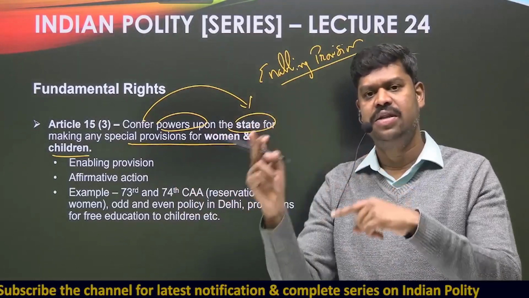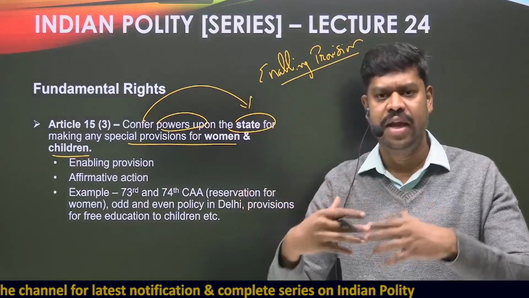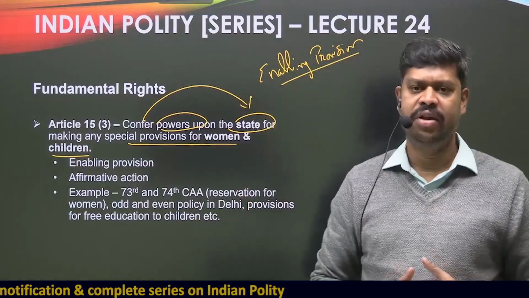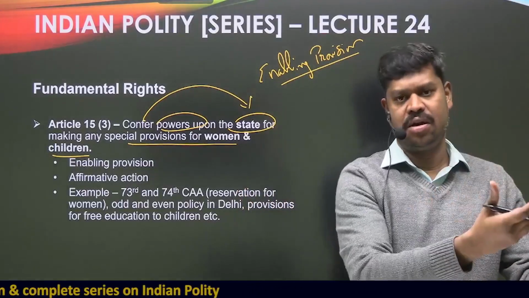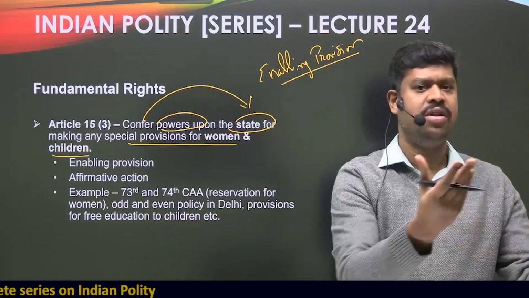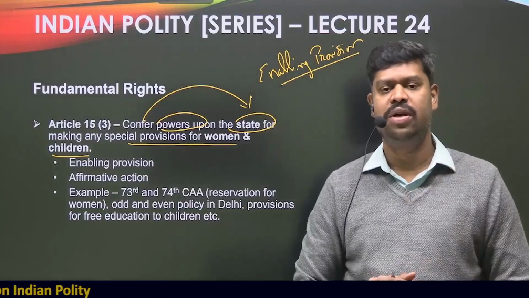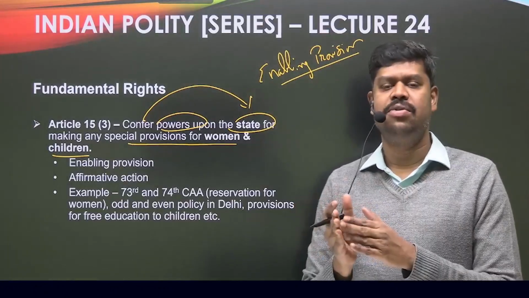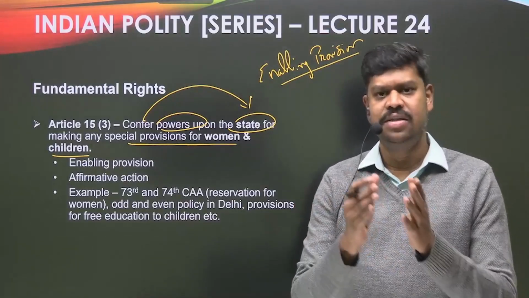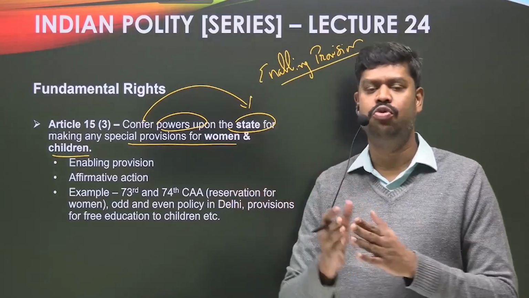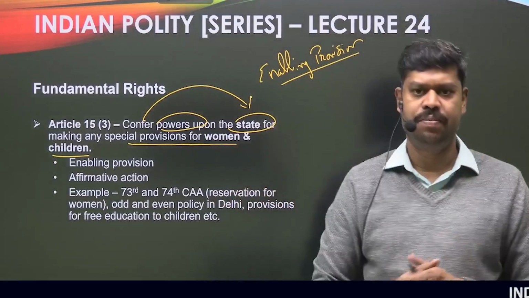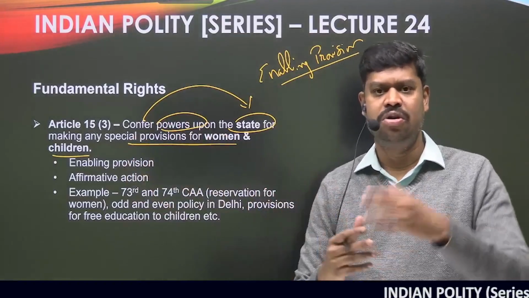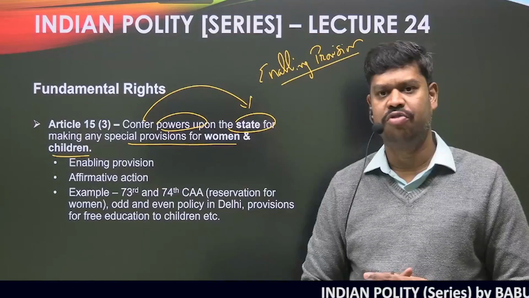Article 15 Clause 3 is conferring powers upon the state to take any action, and by that action, if they want to confer certain special privileges or certain special entitlements upon women and children, they can do it. So that is basically what is called Article 15 Clause 3. That means, to take one example, Article 15 Clause 3 is giving power to the Parliament, let us assume, to make a law that would empower women, to make a law that would empower children, to make a law that would treat women separately from men.